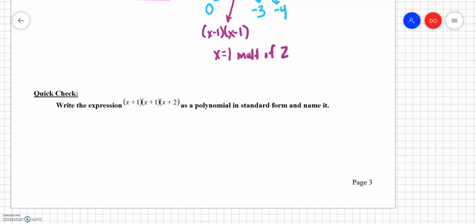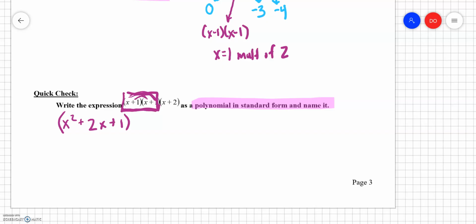So I have an expression. I have 3 binomial linear factors, x plus 1, x plus 1, and x plus 2. The goal is to write this as a polynomial in standard form. So when we multiply, we can multiply things in any order. That's the commutative property. So I'm going to just start by multiplying the first 2 binomials together, which is just a big distribution problem, which we should all be good at by now. So we should get x squared plus 2x, and then 1 times 1 is 1. So there's the product of the first 2 linear factors.